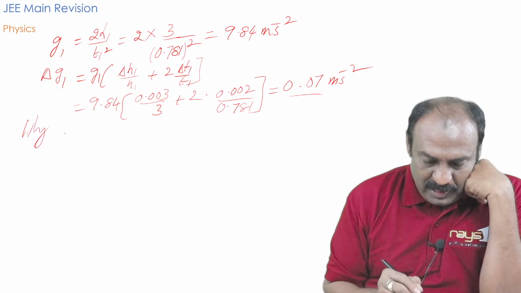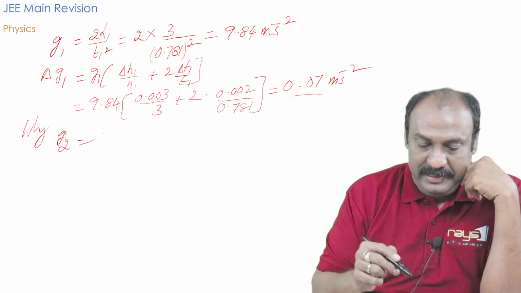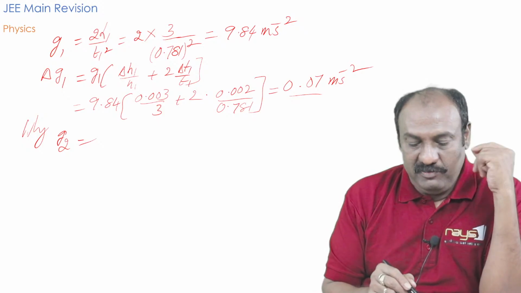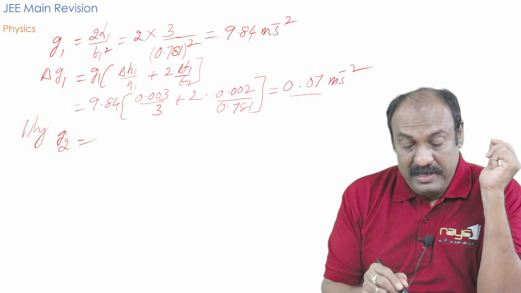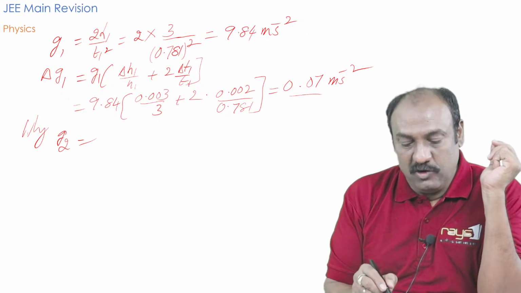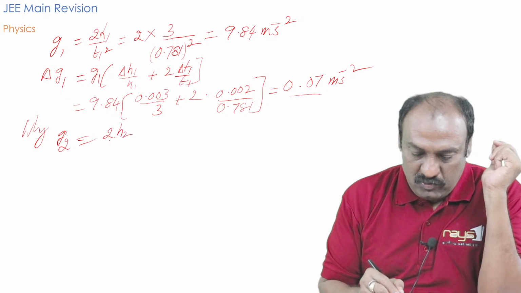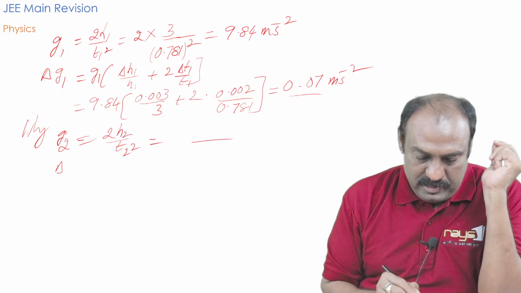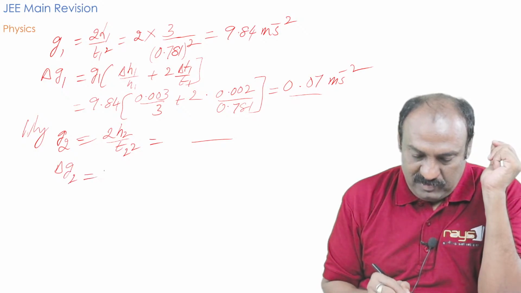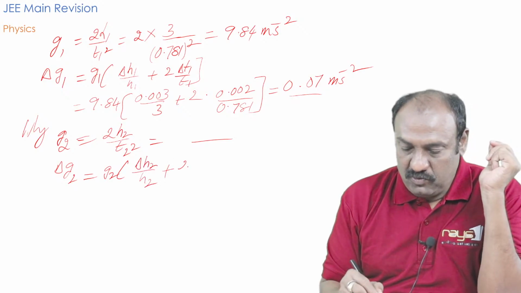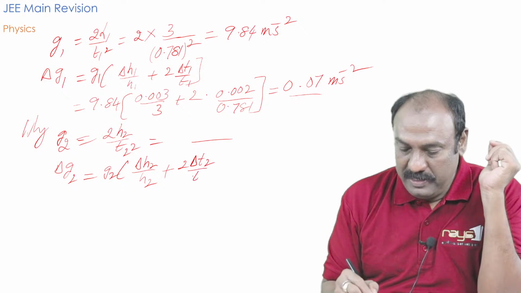Similarly, you calculate the g2 value by taking 2h2 by t2 square, and the delta g2 value as g2 into delta h2 by h2 plus 2 into delta t2 by t2. Then the g2 value after calculation, 2h2 by t2 square. Do the calculation, and the delta g2 value as g2 into delta h2 by h2 plus 2 into delta t2 by t2.